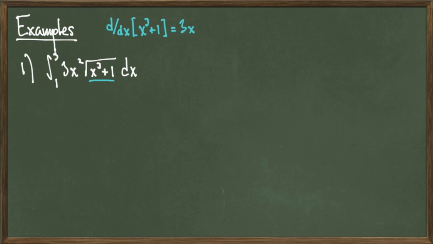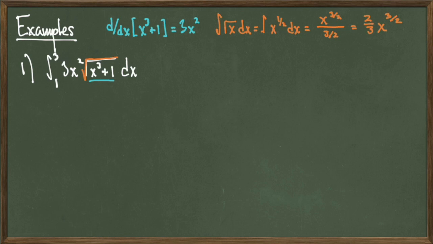Next, I'll think about the antiderivative of the square root of x. The reason I'm considering the square root of x and not the square root of x cubed plus 1 is because I'm trying to break down this function composition so I can recognize this as a chain rule problem. Basically, I'm recognizing the square root of x cubed plus 1 as the square root of x composed with x cubed plus 1. So the antiderivative of the square root of x is the antiderivative of x to the 1/2, which will give me 2/3 x to the 3/2.